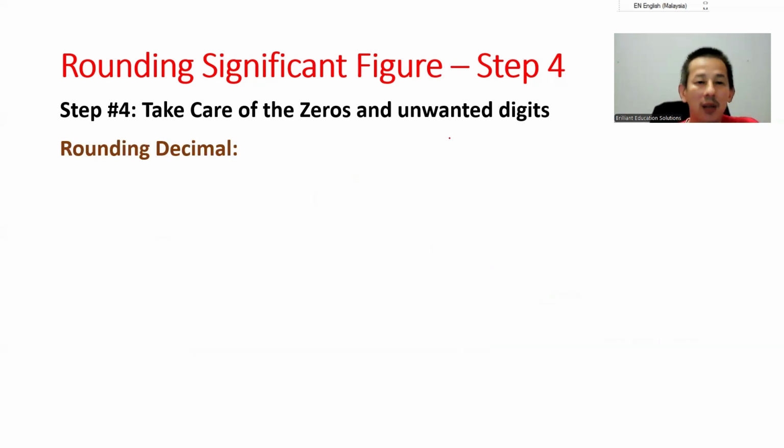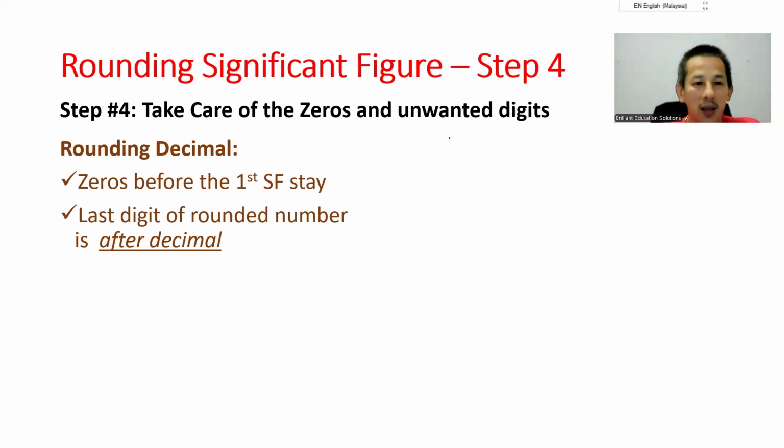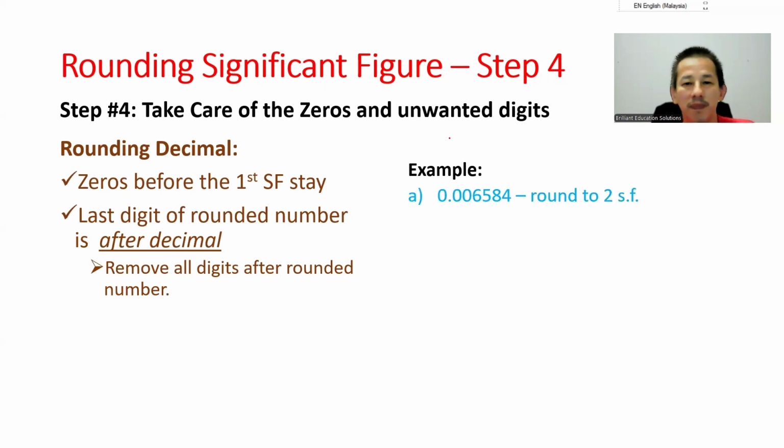Now, rounding decimals. The 0s before the first significant figure stay. So basically the 0s before the non-zero digit will stay as 0. Then if the last digit of your rounded number is after the decimal, you remove all the digits after the rounded digit.